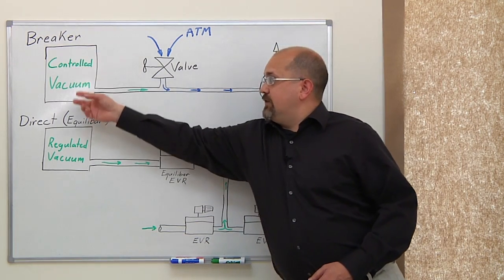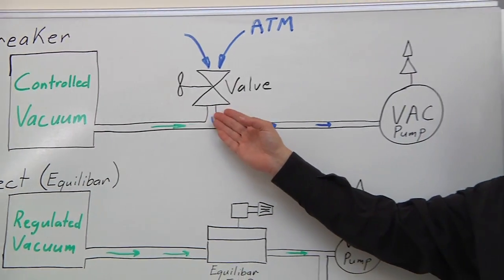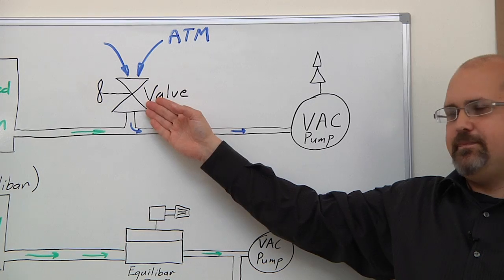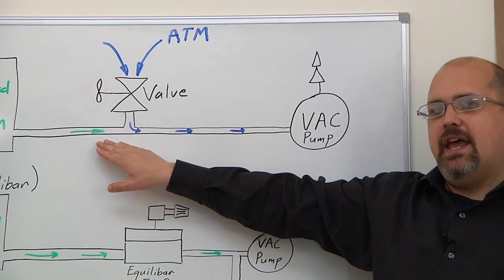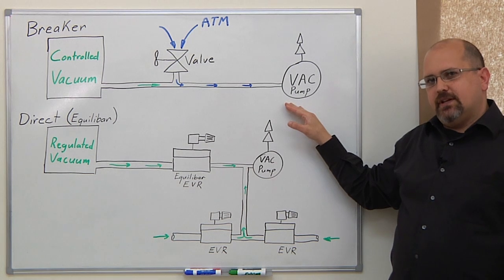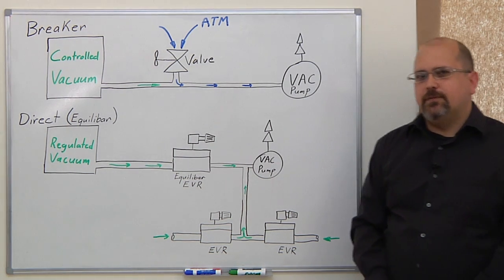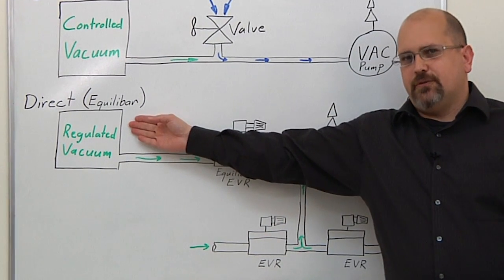In a vacuum breaker, the system vacuum is controlled by a valve which modulates the amount of atmospheric air that is allowed into the system. This atmospheric air breaks the vacuum in the system, and it overwhelms the vacuum pump's ability to draw into deeper vacuum. The second method for controlling vacuum pressure in an application is called direct vacuum control.